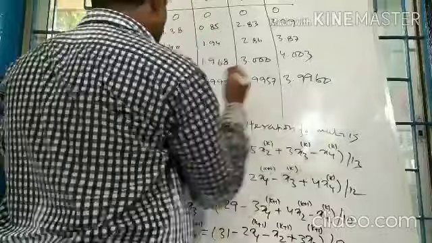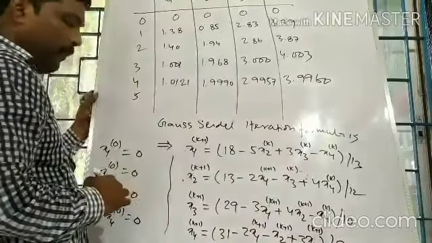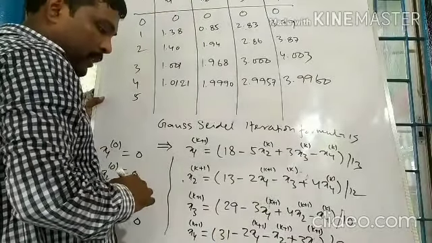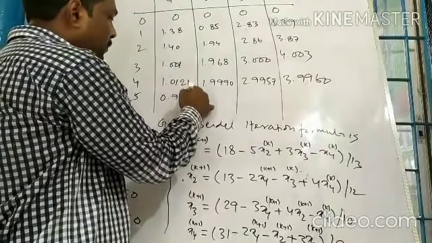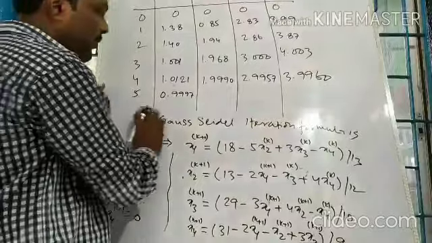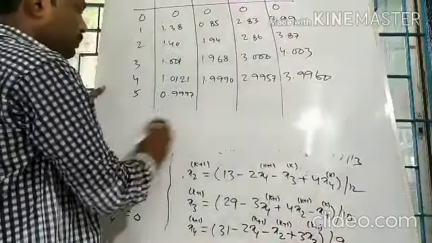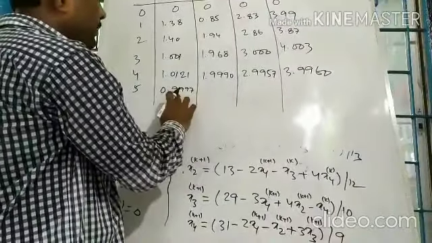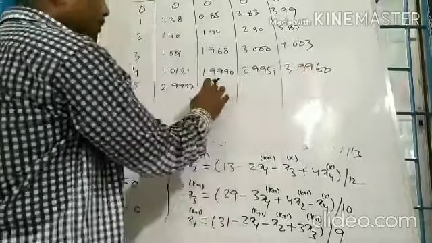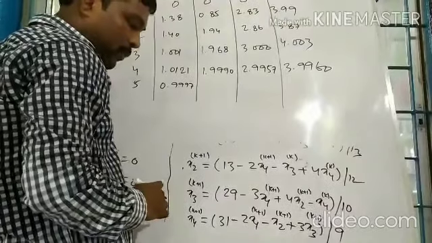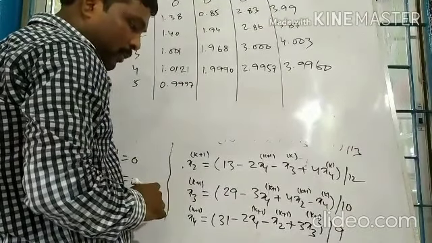Now iteration number 5. This is 0.9997. Okay. Then x2 using this present iterative value, this is the second previous iterative value, this is the previous iterative value. Calculate x2 using these three values. This is 1.9991.